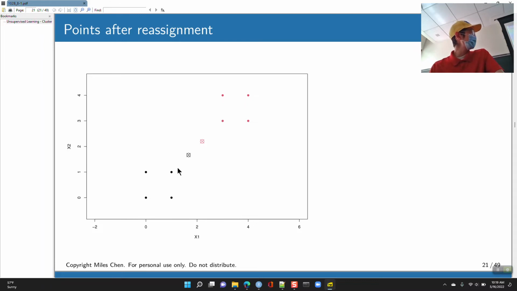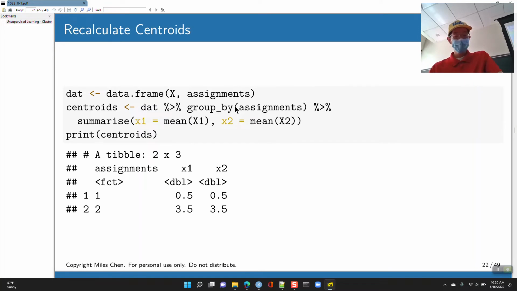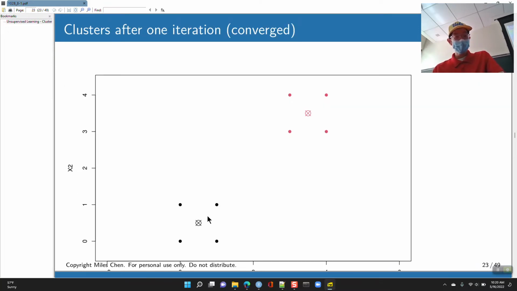We say, okay, what is the mean of the points assigned to the black centroid? Okay, what's the mean of these points? It's going to be right here. What's the mean of the points assigned to the red centroid? It's going to be right here. So if we do that, we get 0.5, 0.5, 3.5, 3.5, and this is what we get, all right?